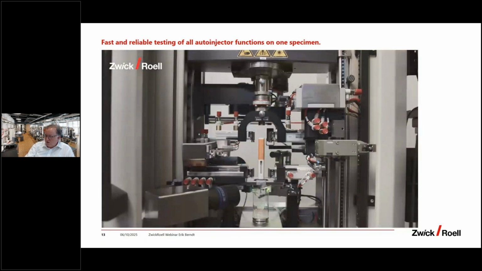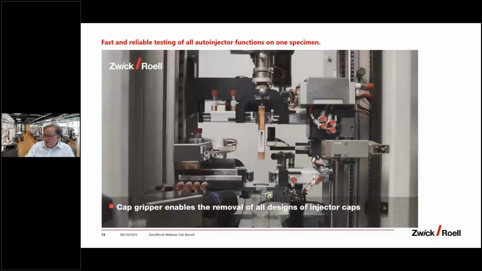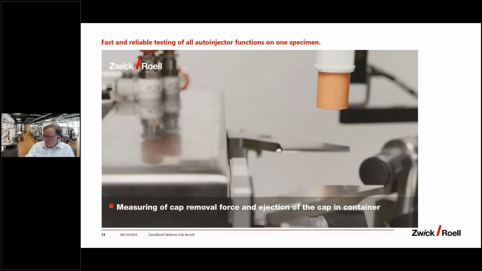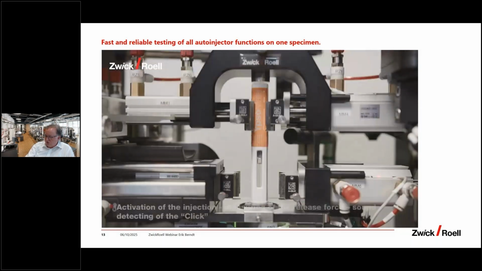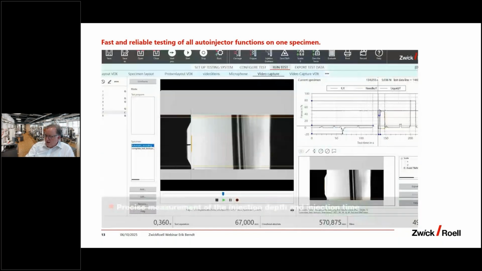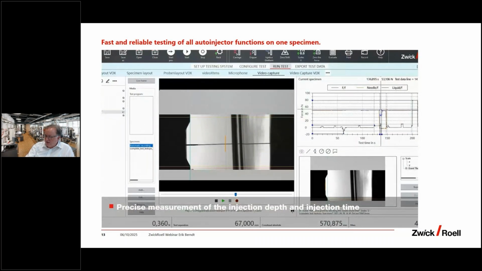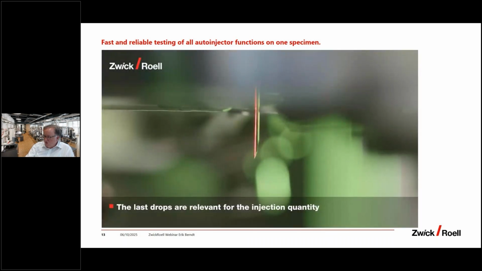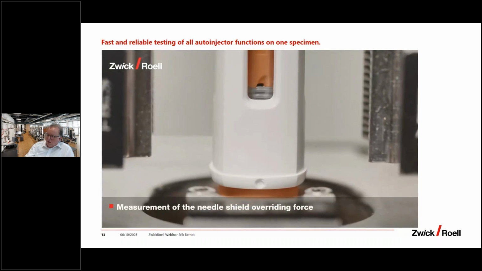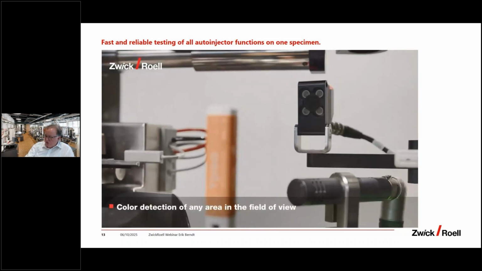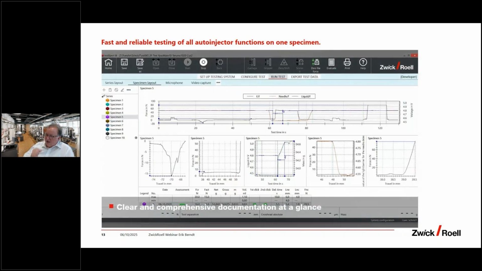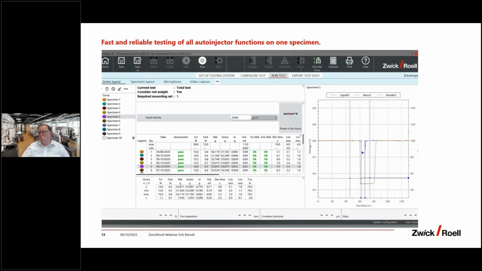And at the end, we are closing the door, we are starting, and we can now run the sequence following the essential requirements performance which is in the standard, like the cap removal, click sound detection. We are now activating. We can measure now the needle length, the injection time. We are removing last drops in this. We are measuring the different needle heights in such systems, like needle shield overwinding. So we have a variety of options possible in such a system. And at the end, you are getting quite clear results out of this.